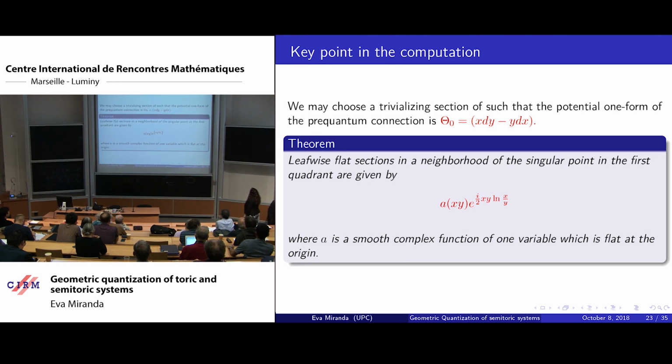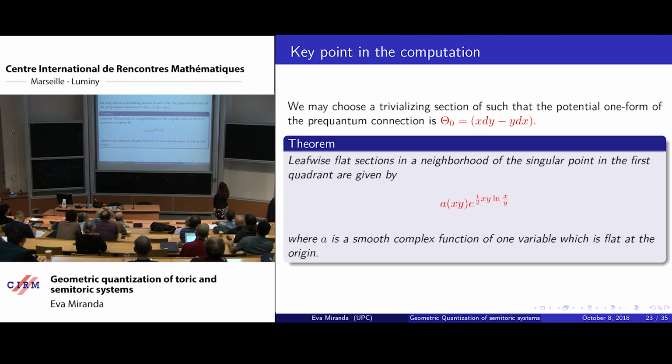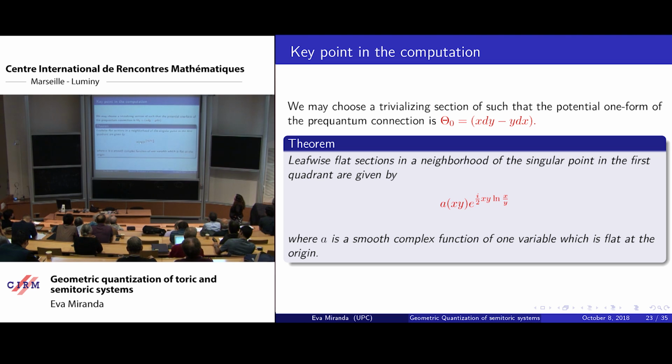So what we did with Mark, I forgot to put, this is a theorem, well, this is a local computation that we did with Mark Hamilton, is that, well, the key point is to understand what is the sheaf of flat sections. And the leaf-wise flat sections are given by this equation, where A is a function which is flat. When I say flat, I mean flat in the sense of analysis, that all the partial derivatives at the 0 are going to vanish. I'm not in the analytic setting, so there are functions that satisfy this condition and are not 0. I'm in the smooth setting, okay?